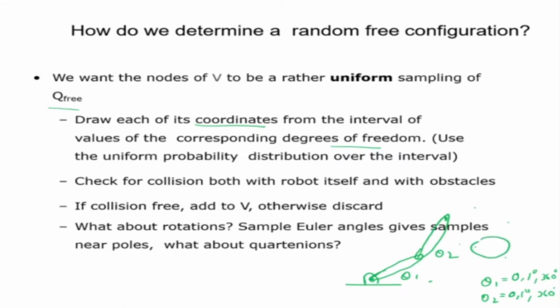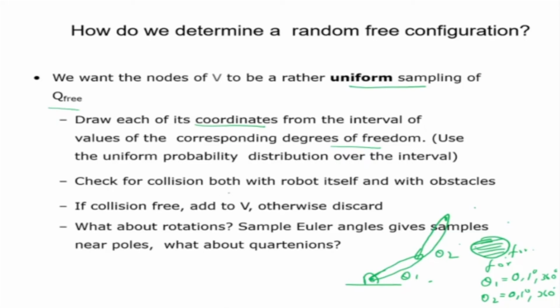If there's an obstacle here, wherever it hits the obstacle, it is not going there. So basically if I have 2 for loops, one will vary theta 1 from 0 degrees to 360 degrees in intervals of 1 degree or 2 degrees. See which sample points are possible, and this is how we get a uniform sampling of Q free.